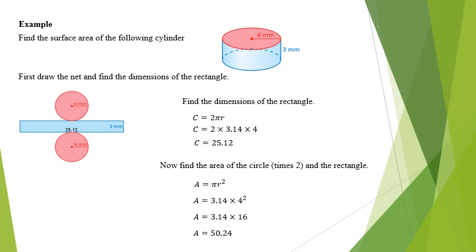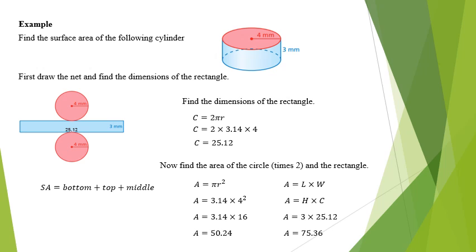Now we're eventually going to double that because it's two circles. So the rectangle, area of a rectangle is just length times width, but in this case our length is the height of the rectangle and our width is the circumference. So you could say h times c if you wanted. And our height is 3. Our circumference is 25.12. We found that in the last section. So our area is 75.36.